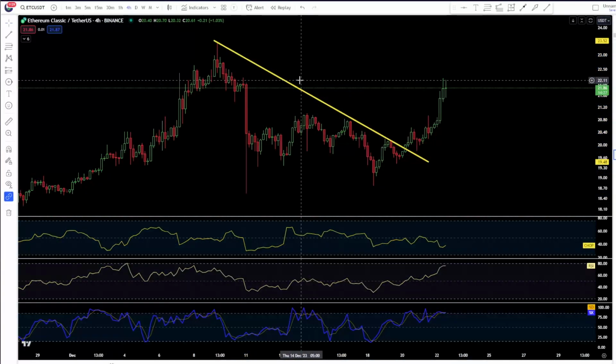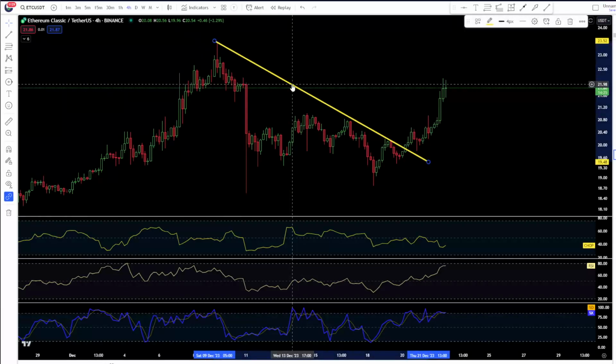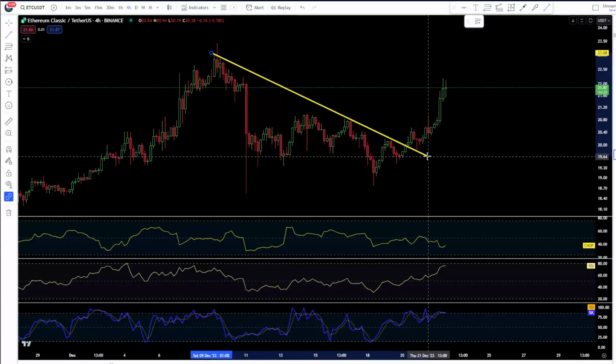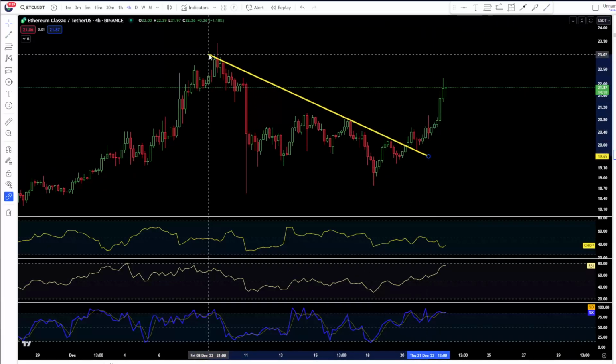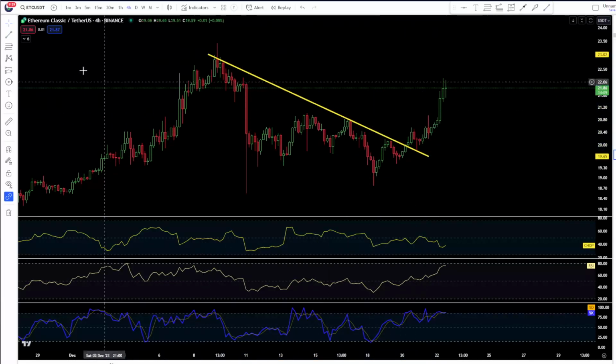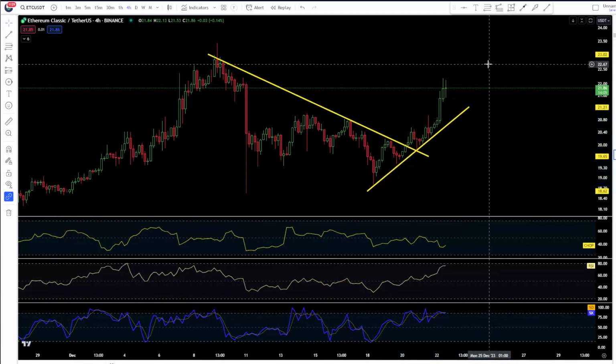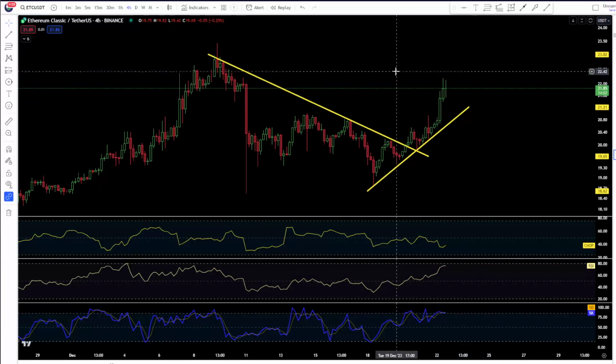The last one on today's list is the ETC to USDT chart. First, we will use yellow lines to mark the downward trend line from which the price broke out with an upward movement. And currently we can see movement along the local upward trend line.